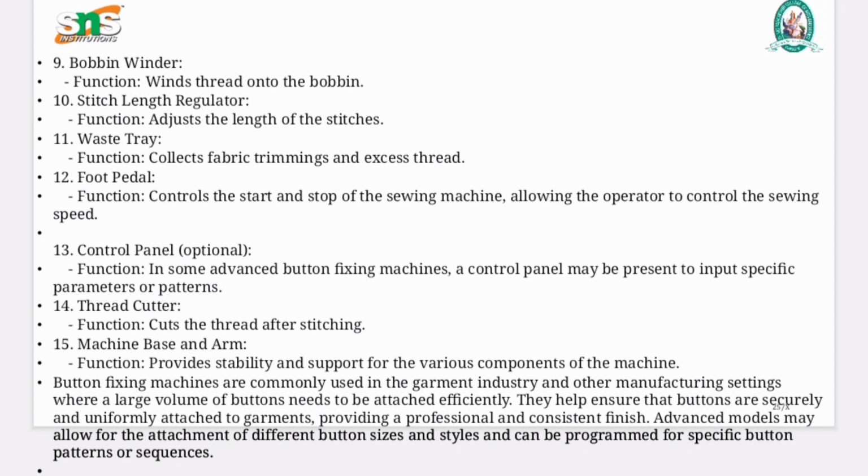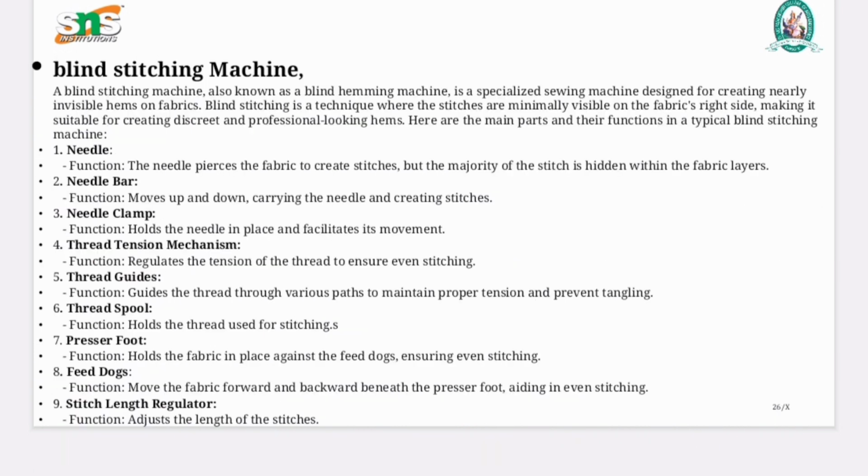Foot pedal controls the start and stop of the sewing machine, allowing the operator to control the sewing speed. Control panel. In some advanced button fixing machines, a control panel may be used to input specific parameters or patterns. Thread cutter cuts the thread after stitching. Machine base and arm provide stability and support for the various components of the machine.